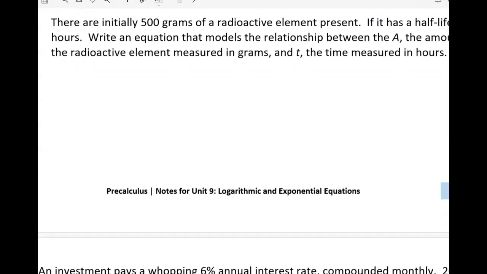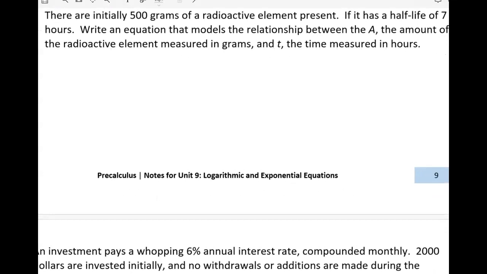All right, let's take a look at a half-life problem. You'll remember these from chemistry. There are initially 500 grams of a radioactive material present. They give us variables here. A is the amount of radioactive material. T is our input value, or time, measured in hours. So after 0 hours pass, that's our initial time, so that means we have an initial amount of 500 grams of that radioactive material present. After 1 half-life passes, so after 7 hours, we have half that amount.